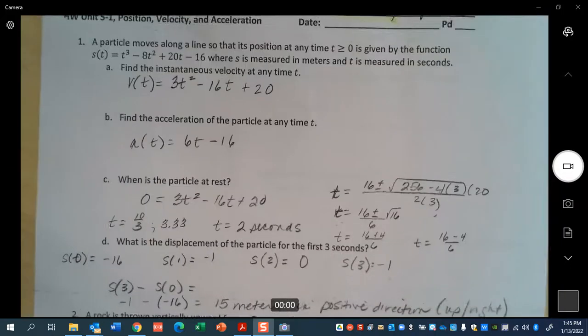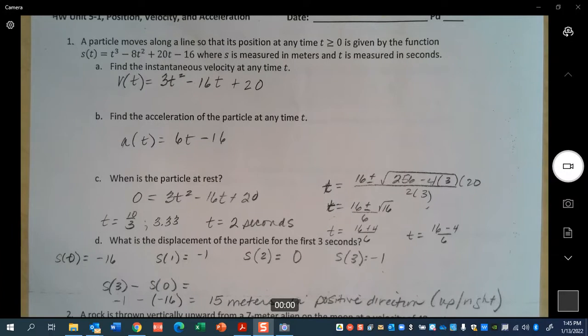When we're talking about this particle at rest, it is at rest when the velocity is equal to 0. So I set this velocity equal to 0, and it didn't factor, or maybe it does, and I was too lazy. I gotta tell you something. If it doesn't pop into my head right away, I jump right to the quadratic formula. Anybody else like that? Did you all factor it? Because it's a quadratic.